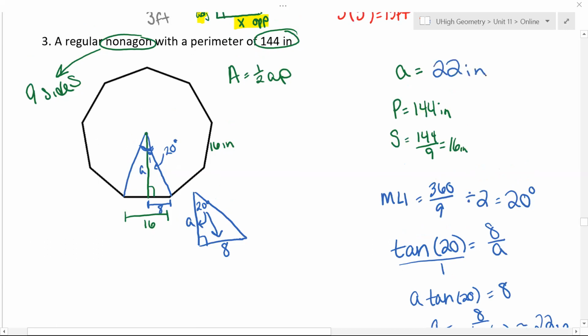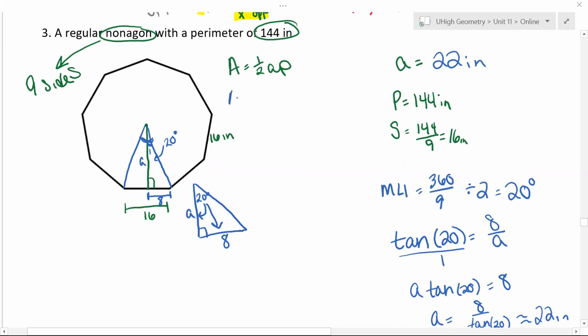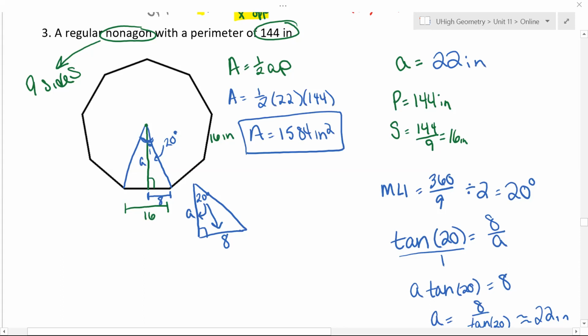So plugging back into my area formula, I get the area is 1/2 times 22 times 144. So my area is 1,584 inches squared.